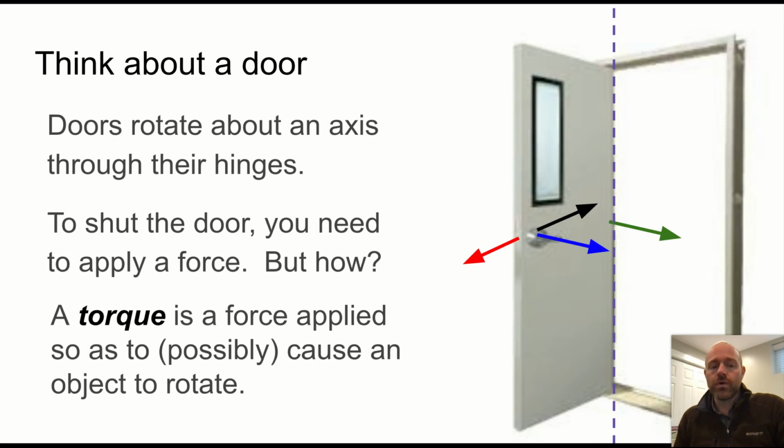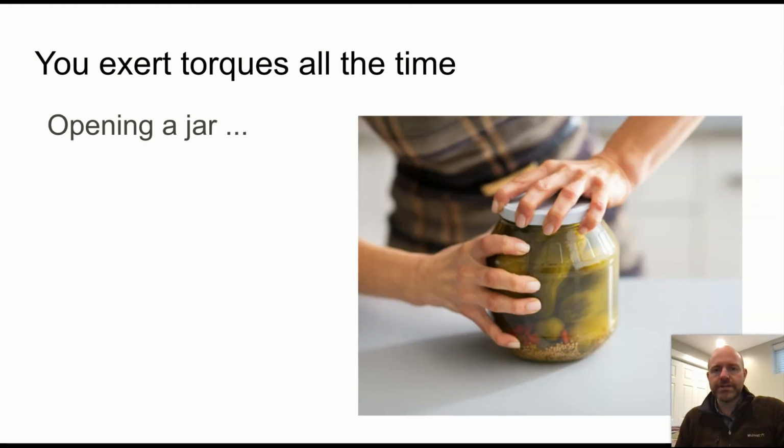If you imagine a door, right? The hinges are the axis of rotation, and you need to apply a force to shut the door, but just applying a force doesn't do it. You need to apply it in the proper direction, not to cause it to move so much as to rotate about that axis. And so the way we talk about a torque is basically a force combined with some distance and direction that has to do with causing or not causing, depending on the case, a rotation.